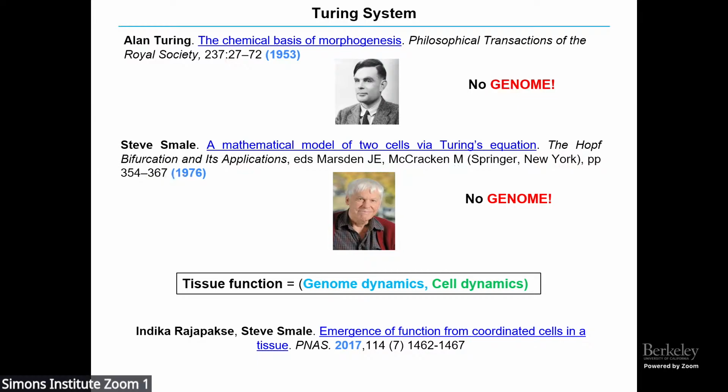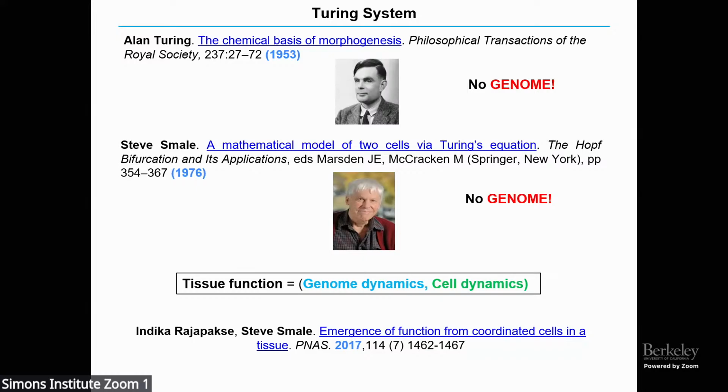In the cell, inside the cell, you have the nucleus, you have the genome. So the genome has 20,000 genes. That is your inheritance. So in the last maybe 10 years, we can see that inside your cell, where is your genome. So what Dr. Smale and I tried to do was bring the genome dynamics together with cell dynamics, try to define something called tissue function. So then we wrote a paper in 2017 on emergence of function from coordinated cells in a tissue.